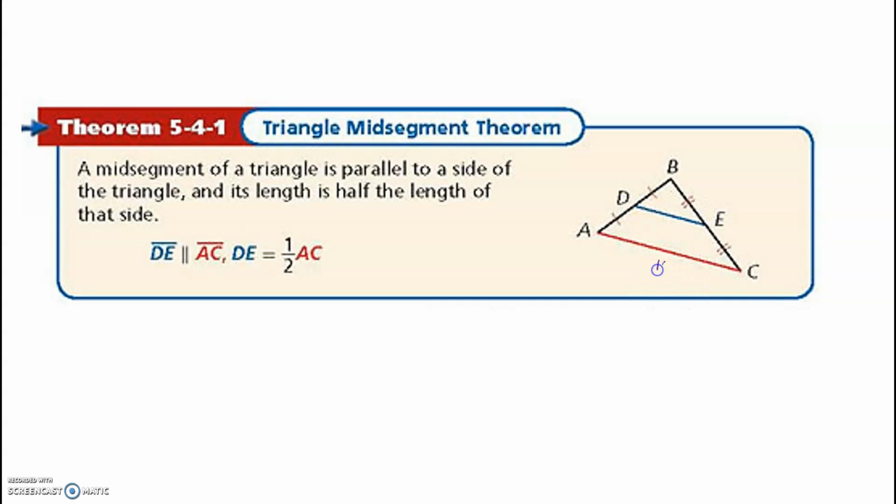So let's say this side was 10, my midsegment would just be 5. So it's also half the length. So they're parallel and the midsegment is half the length.